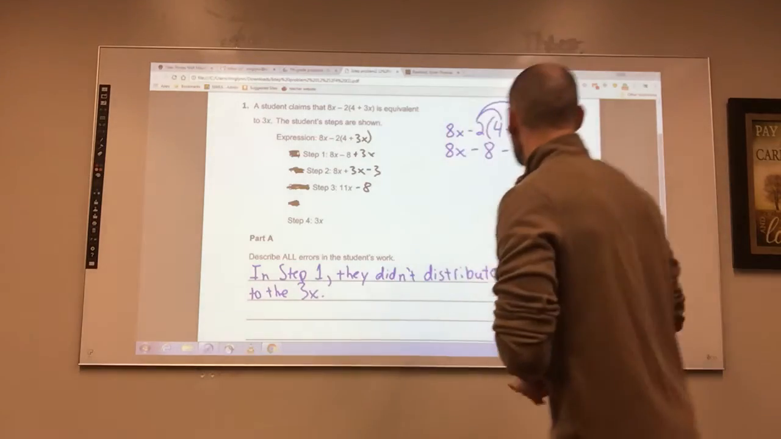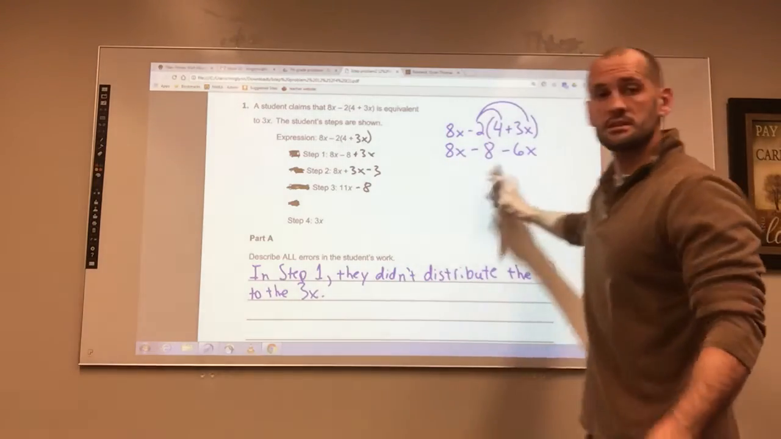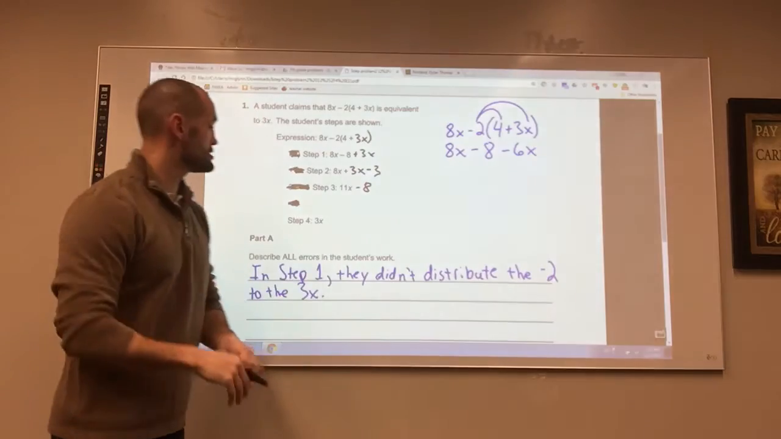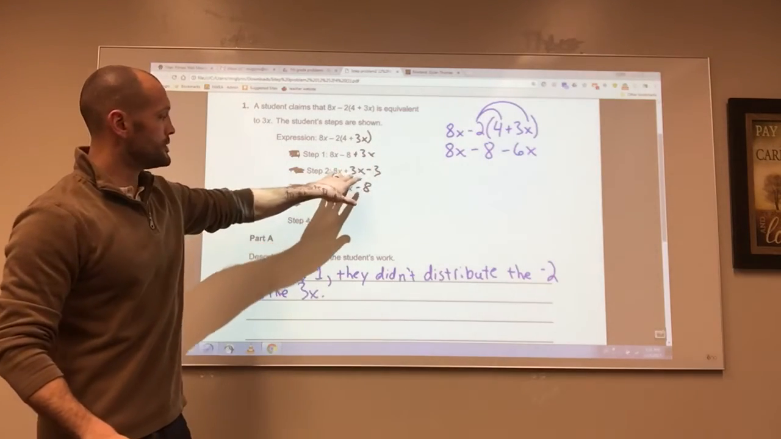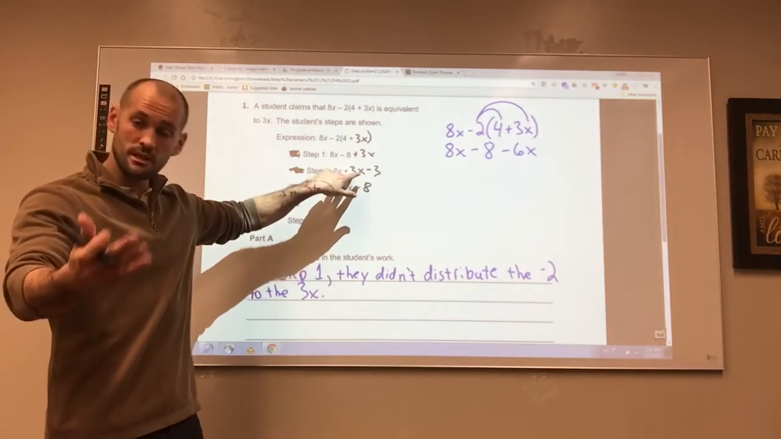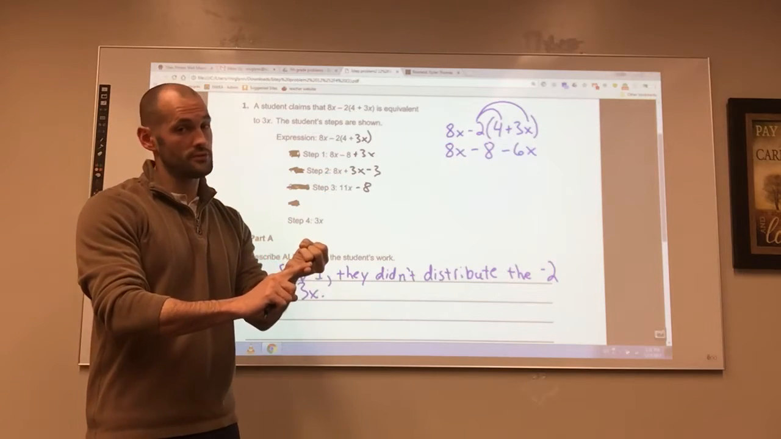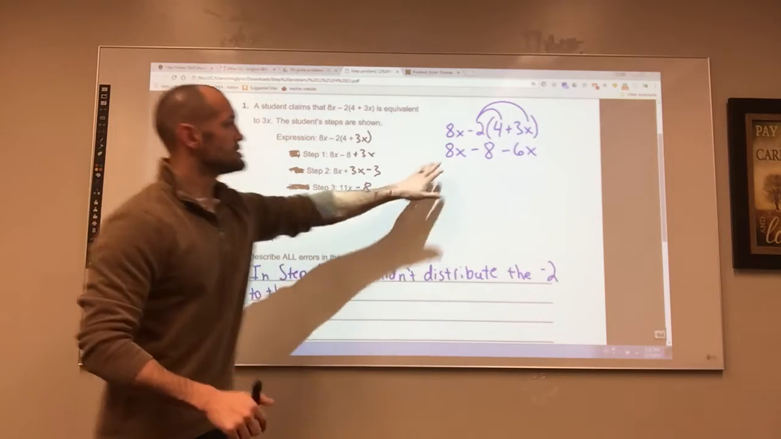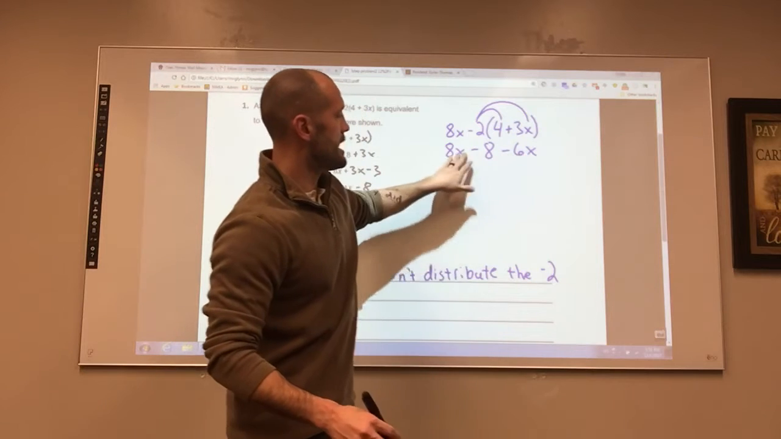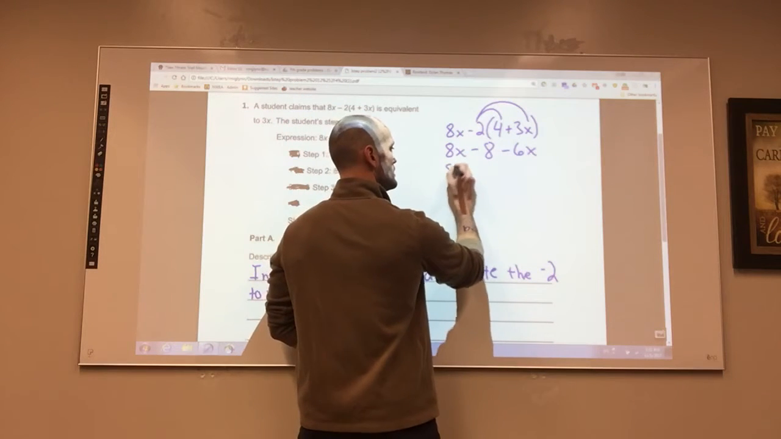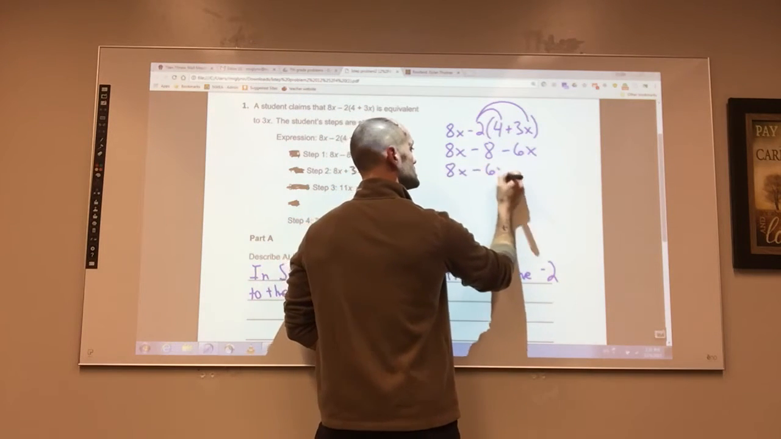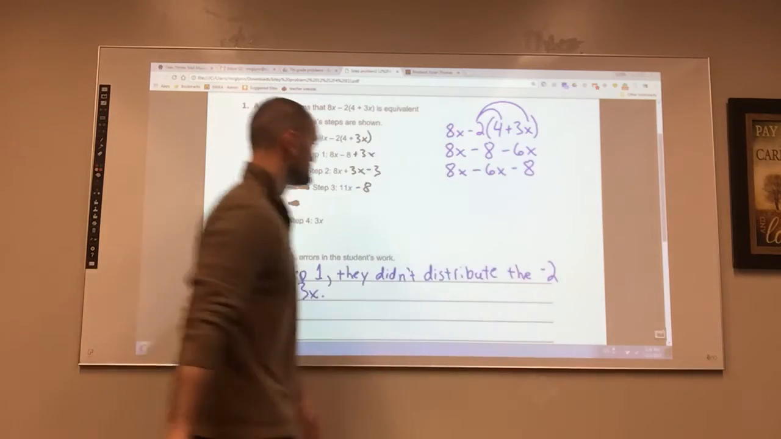Okay? Here we go. Let's continue this. Now notice, this is a good skill, and I think your teachers are encouraging you. They do then put their like terms next to each other. What's it mean to be a like term? Same variable or variables and same exponents. So we do see that these can be combined. So I'm going to follow suit. 8x minus 6x minus 8.